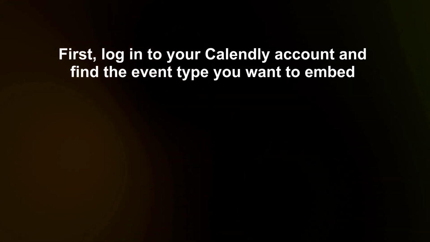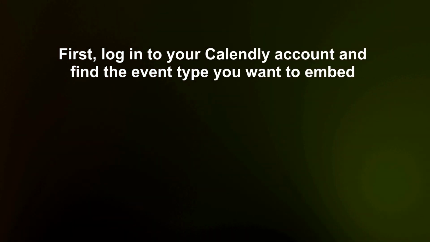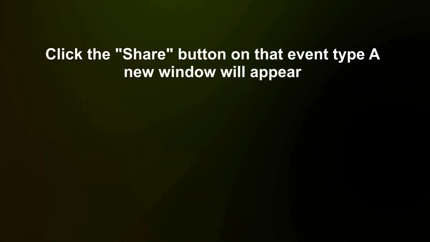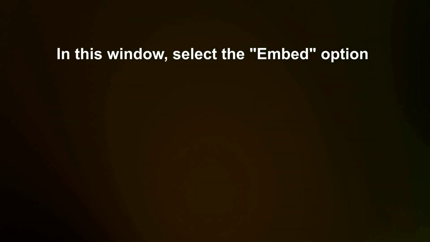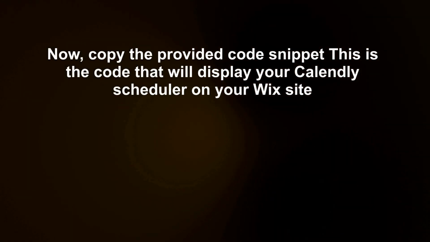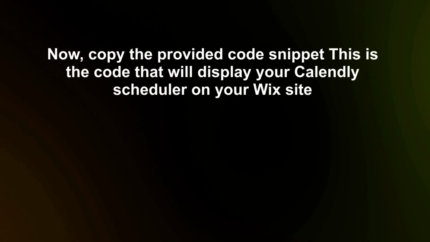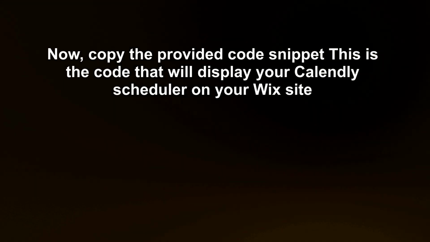First, log into your Calendly account and find the event type you want to embed. Click the Share button on that event type. A new window will appear. In this window, select the Embed option. Now, copy the provided code snippet. This is the code that will display your Calendly scheduler on your Wix site.